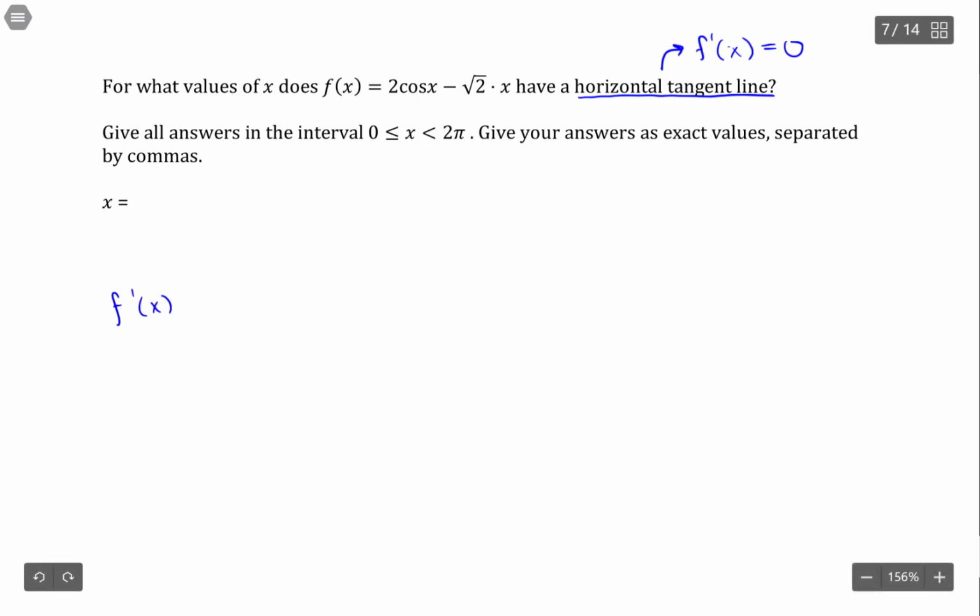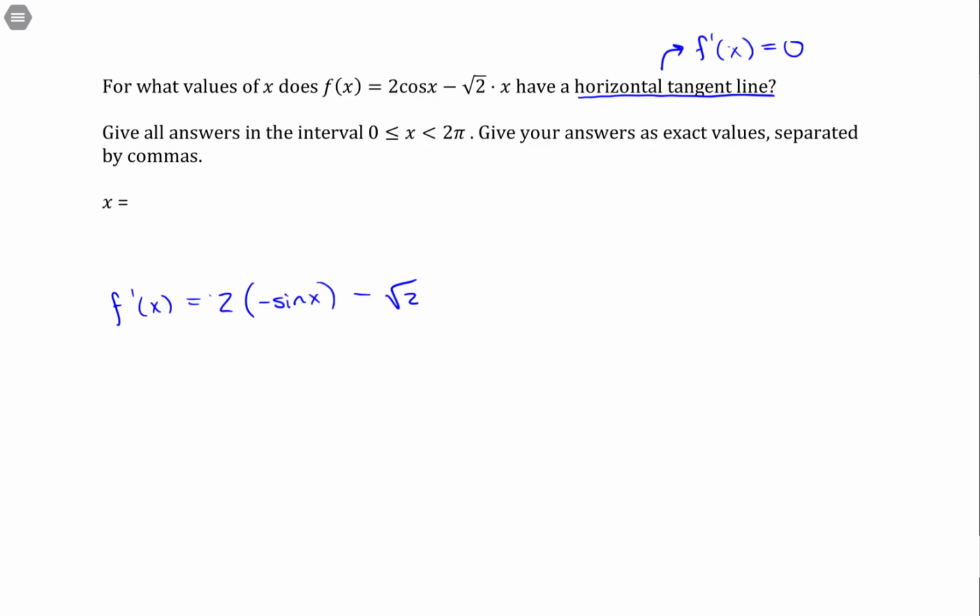So f prime of x is going to be 2, and the derivative of cosine is negative sine. Then the derivative of root 2 times x. This is polynomial based, even though there's the radical square root of 2. But it's linear, and so it's just the constant multiplier. All right, so I have negative 2 sine x minus the square root of 2.